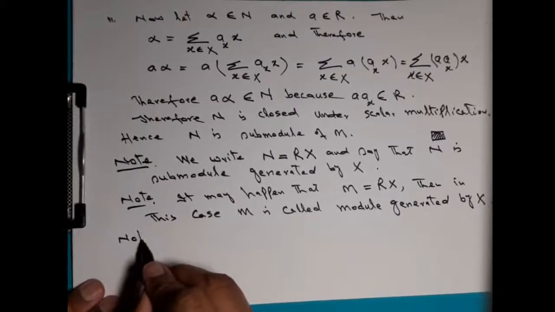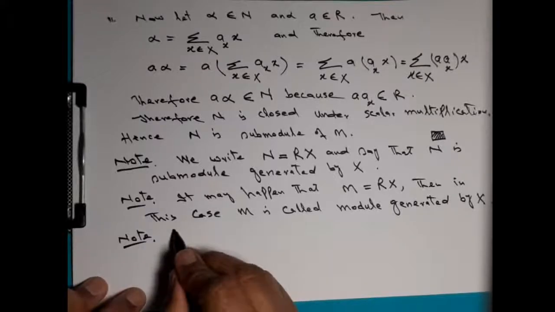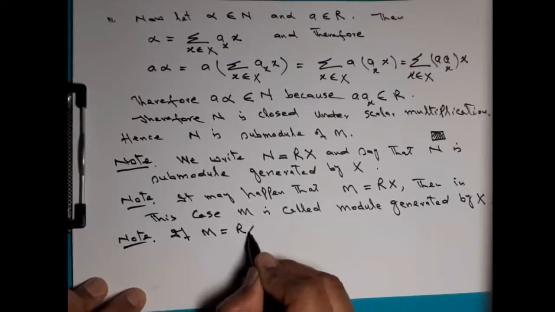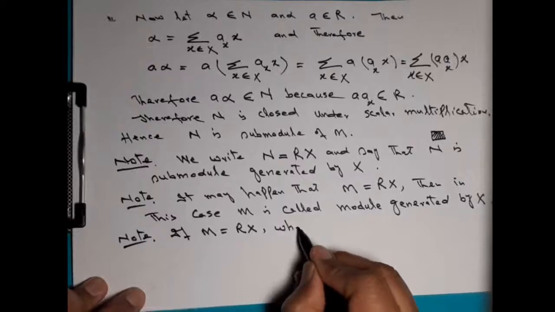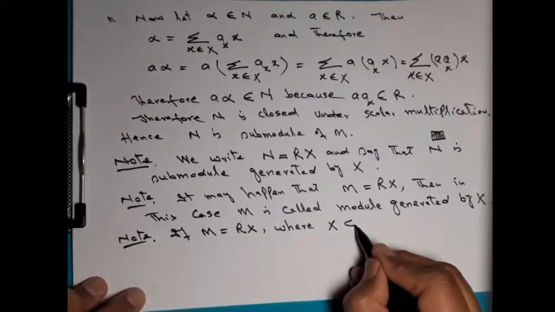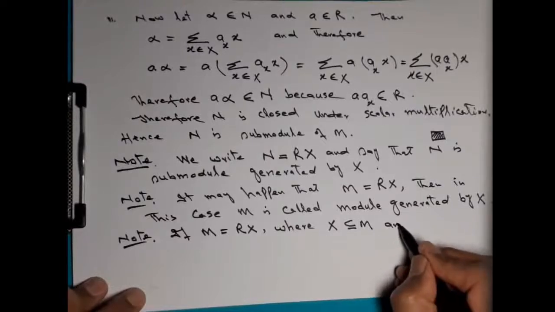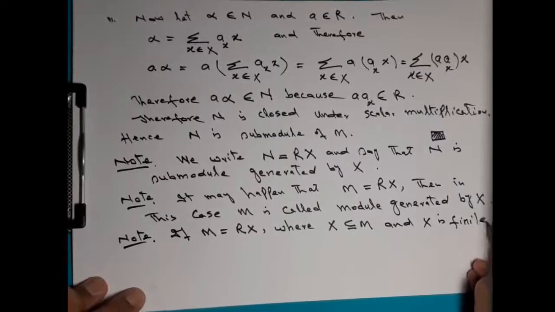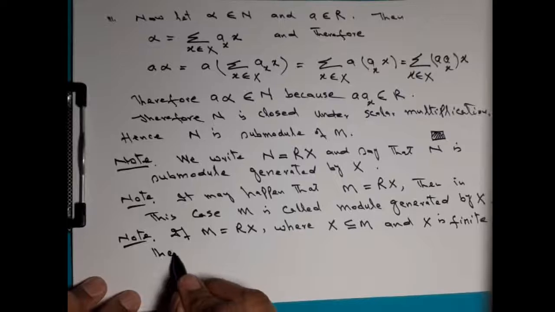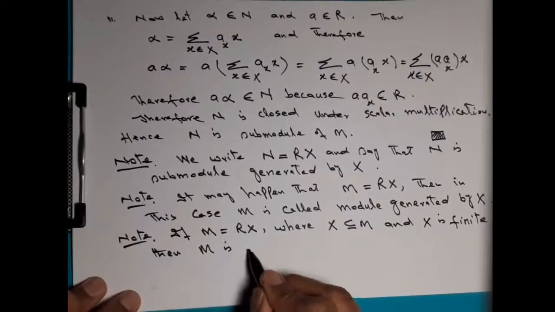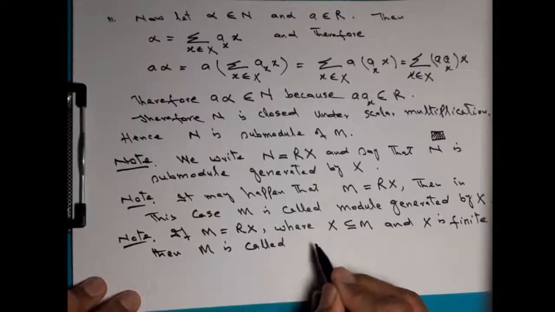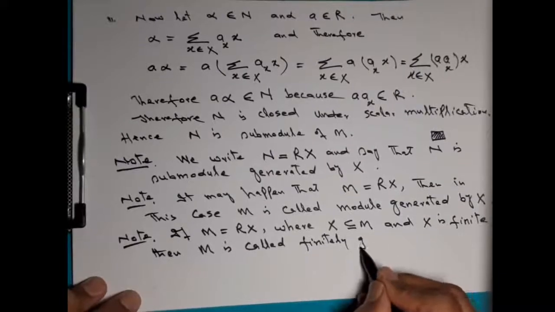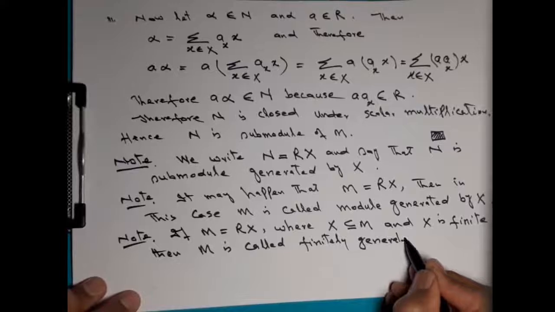And let's have another note. If M is equal to Rx, where x is a subset of M and x is finite, there are finitely many elements in x, then M is called a finitely generated module.